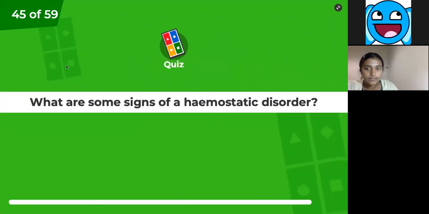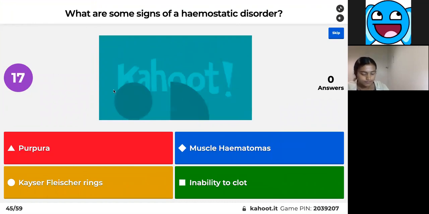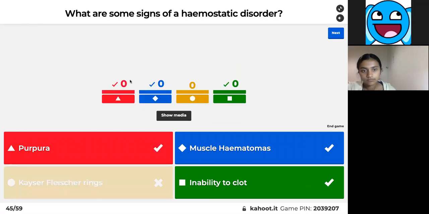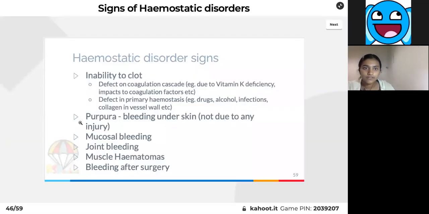So what are some signs of a hemostatic disorder? The next slide should have a list of the different signs. So there could be purpura, which is just bleeding on the skin, bleeding in other areas such as in joints, and also bleeding after surgery. And there could also be an inability to clot because of any defects in the coagulation cascade or anything like that as well.